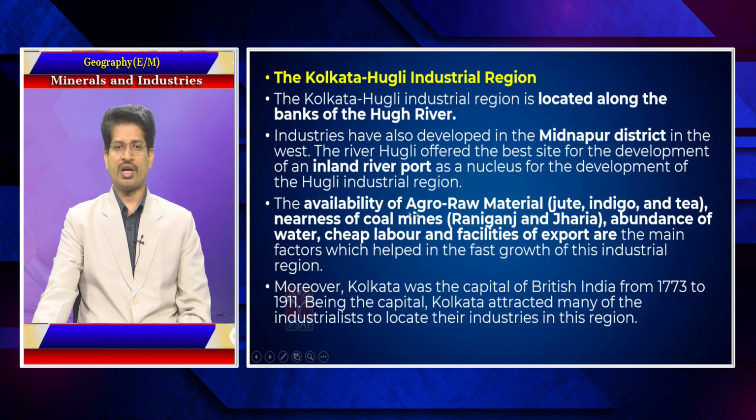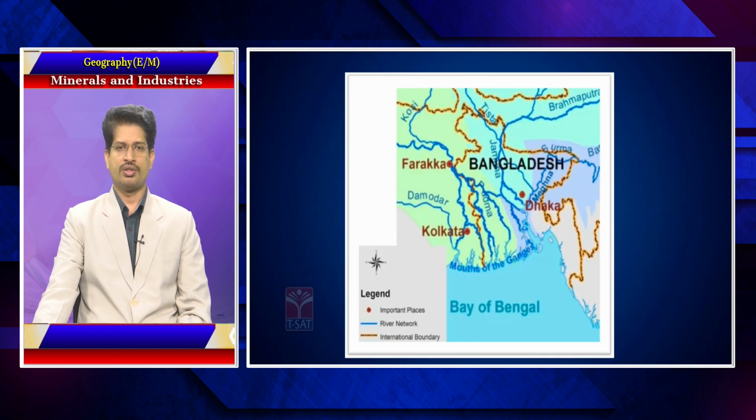The availability of agro raw material like jute, indigo, tea and coal nearby in the Raniganj, Jharia region is responsible for the development of industries with cheap labor. Moreover, Kolkata was the capital of British India, from 1903 to 1911, a historical reason responsible for the development of the Kolkata-Hooghly industrial region.